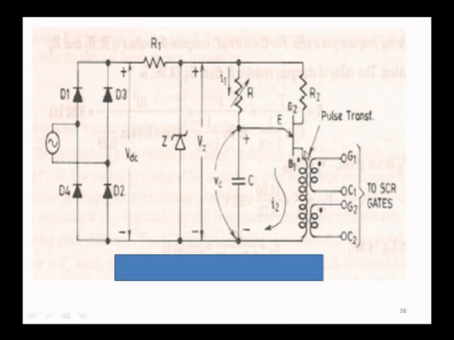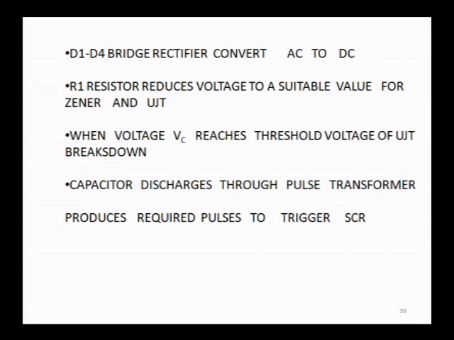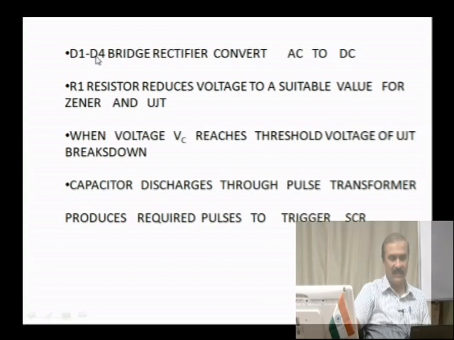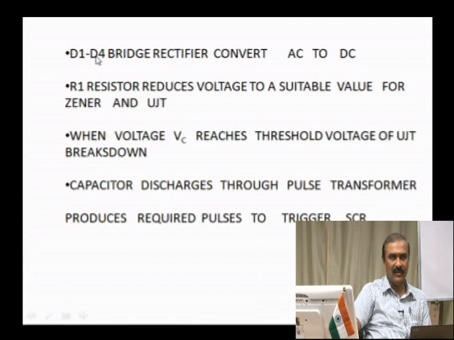What is a pulse transformer? It is a 1:1 ratio transformer. So, you can use the same circuit to trigger more than one SCR. So, there is another advantage of firing this SCR using UJT pulses. Then you can see the description given here. The diodes D1 to D4 convert AC to DC. R1, the resistor, reduces voltage to a suitable value for Zener and UJT.